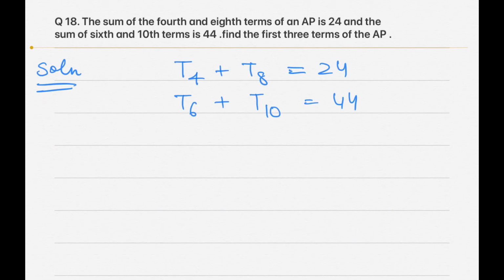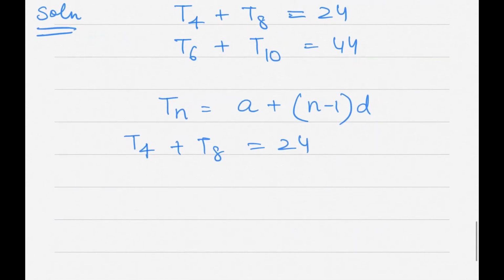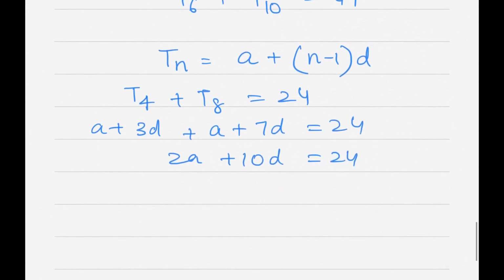Now I'll write down my formula. The nth term is equal to a plus n minus 1 into d. Now I'll apply T4 plus T8 is equal to 24. So according to this, A plus 3D plus A plus 7D is equal to 24. So 2A plus 10D is equal to 24. Taking 2 common on both sides, A plus 5D is equal to 12. That's fine.